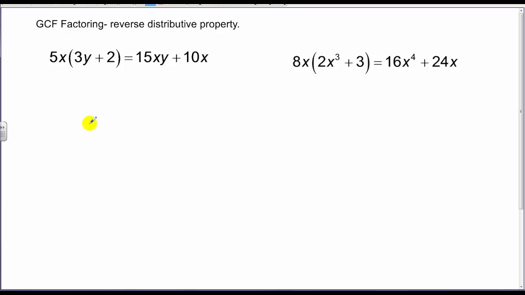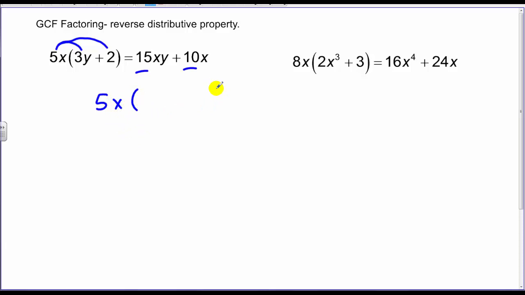I stated at the start of the lesson that factoring is really the reverse of the distributive property. So if we look at this example and take 5x times 3y, I get 15xy, and 5x times 2 is 10x. Since we just got done talking about greatest common factors, if I look at that 15 and 10, the greatest factor that goes into both of those is a 5, and then there's an x in common.